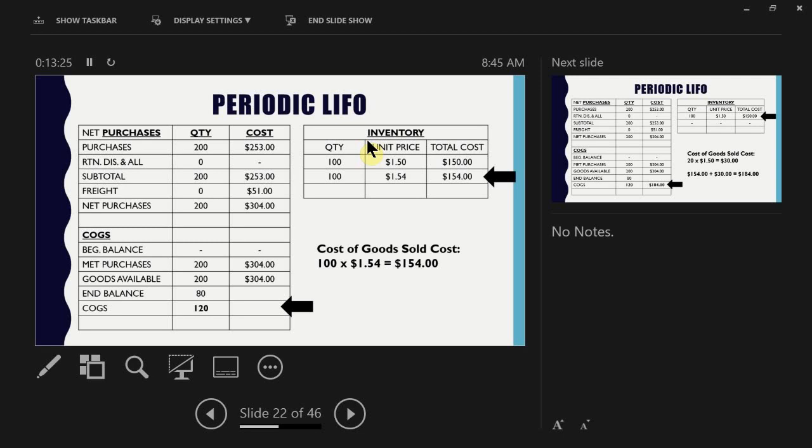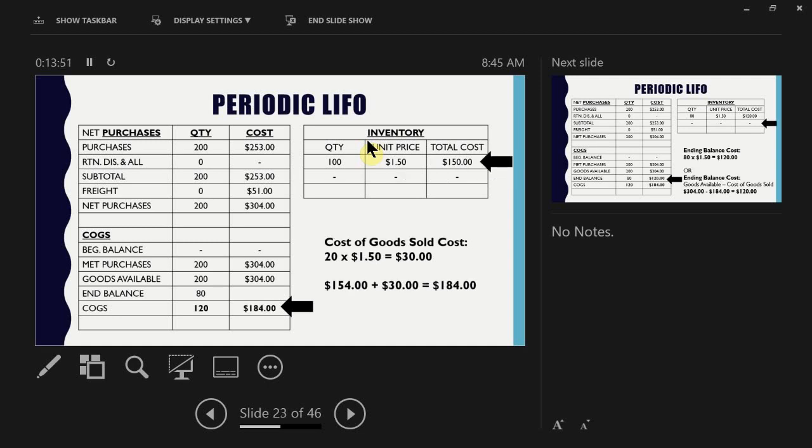Since we sold a total of 120 items, our first notion is we're going to sell out the whole first batch of 100 items, which we already know costs $1.54 each, so $154 in general. Once we've calculated that first 100 and gotten rid of that batch, all we have left now is 20 items to sell.